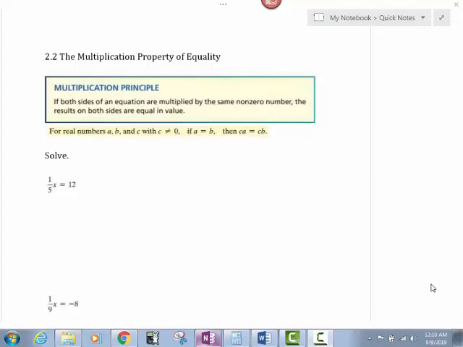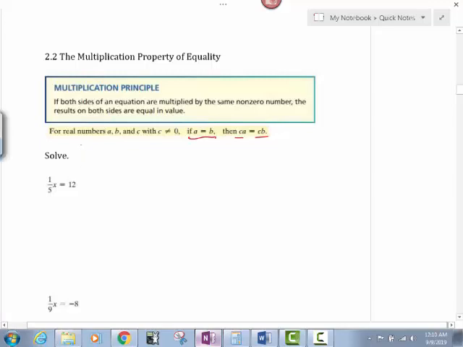Section 2.2 is called the multiplication property of equality. The multiplication principle says if both sides of the equation are multiplied by the same non-zero number, then the results on both sides are equal in value. So all it's telling me here is that if A equals B, if those two numbers are the same, then C times A is going to be equal to C times B. Okay? So let's take a look at what we're doing here.